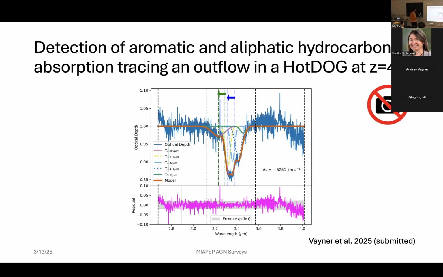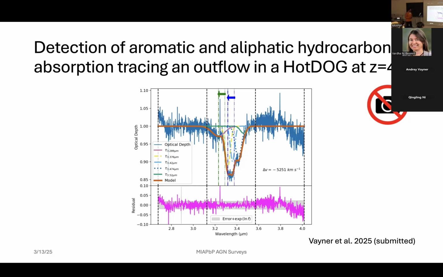And so when we model these features in a very similar way to how it's done in the Milky Way, we actually see that there's a blue shift in all these features. So these arrows here show approximately how much we have to shift these Gaussian fits, which are to the individual carbon-hydrogen emission or absorption in this case that's produced in the source. And we measure a velocity offset of about 5,000 kilometers per second. So this is a dusty outflow moving at around 5,000 kilometers per second.